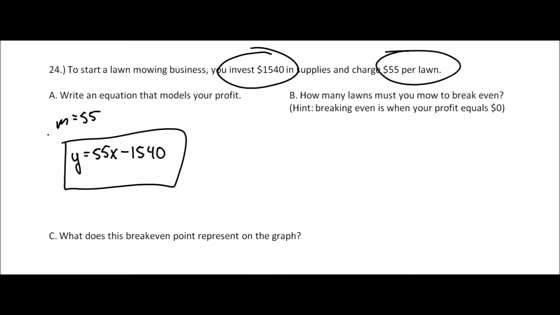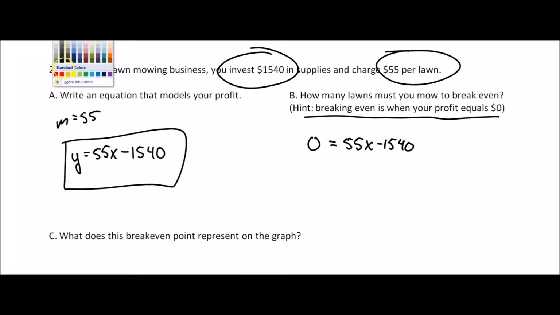The second part of this is how many lawns must you mow to break even? And the hint here is that breaking even is when profit equals 0. Well, for our purposes, profit was the y value, and x is how many lawns we mow, all right? So if y is the profit, plug a 0 in for y, and now we can solve this for x. So we add that 1540 to each side.